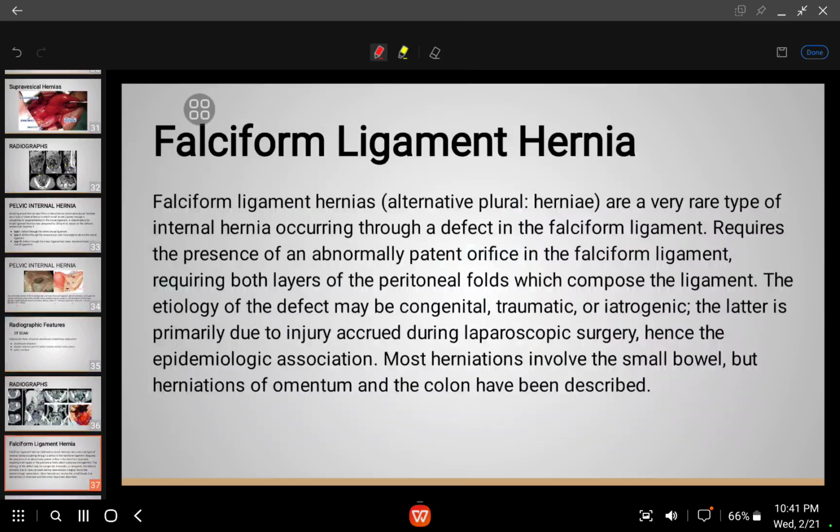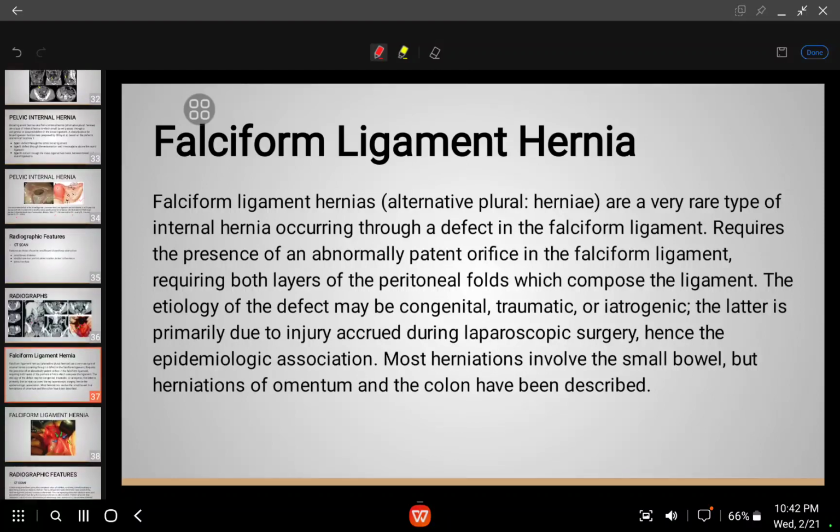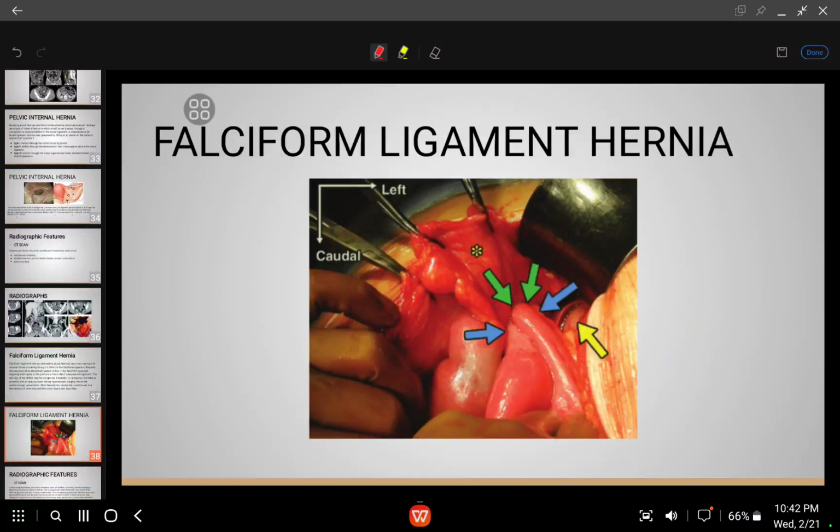So next is the falciform ligament hernia. The falciform ligament hernia is the rare type, which occurs through a defect in the falciform ligament, requiring the presence of an abnormally patent orifice in the falciform ligament and requiring both layers of the peritoneal folds which compose the ligament, and the etiology of the defect may be congenital, traumatic, or iatrogenic. The latter is primarily due to injury incurred during laparoscopic surgery, hence the epidemiologic associations. So most herniations involve the small bowel, but herniation of the omentum and the colon have been described. So here you can see the falciform ligament hernia.